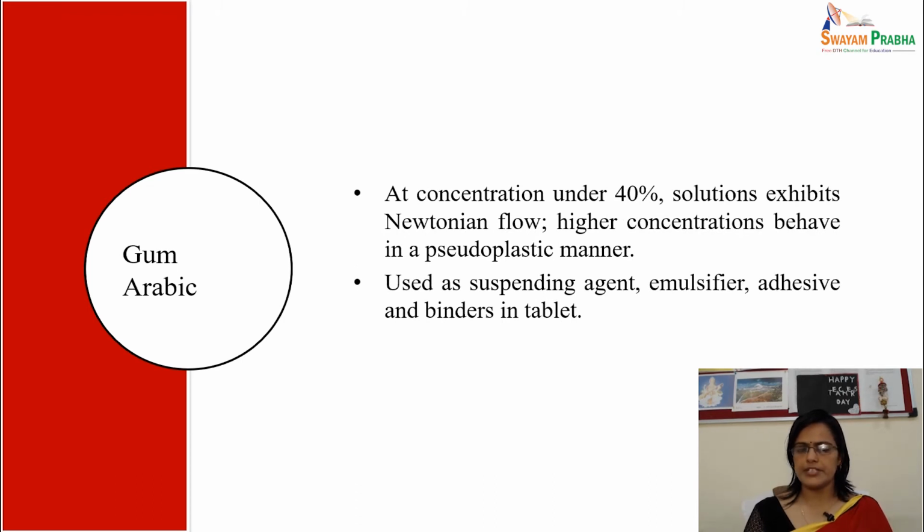Next, we take the example of gum arabic. It is used at concentrations under 40%. At concentrations under 40%, it exhibits Newtonian flow, while at higher concentrations it behaves in a pseudoplastic manner. They are anionic polysaccharides and are used in other dosage forms also. They are used as a suspending agent, an emulsifier, an adhesive, and a binder in tablets.